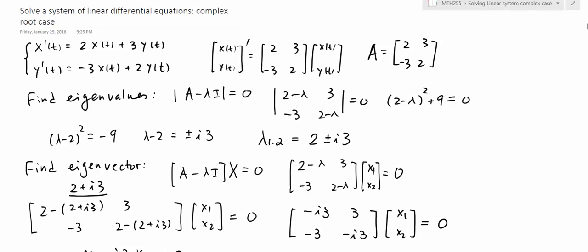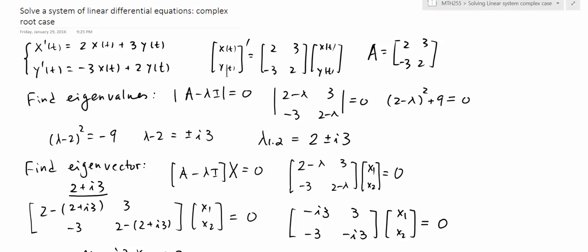We now look at the last case, when we have complex eigenvalues. Let's look at this example. We have a system with the coefficient matrix over here. Rather interesting: 2, 3, and -3, 2. You may ask, how do you know you're going to have complex roots? Soon we will see that.